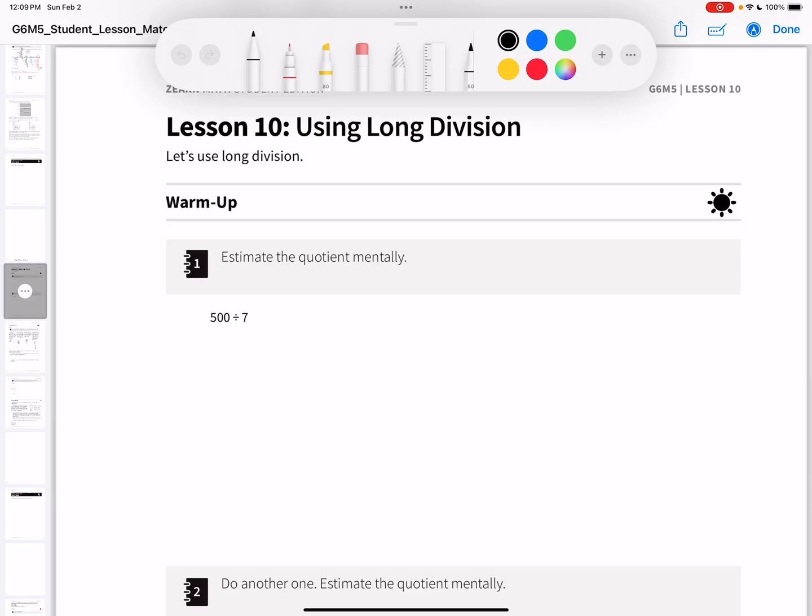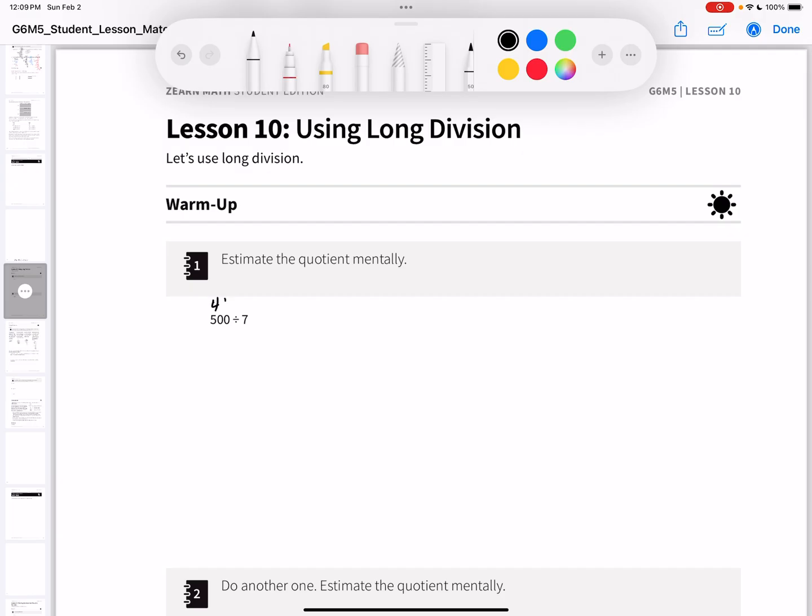Well, let's think about this. I know that 7 times 7 is 49. So 490 is very close to 500. So 7 times 7 is 49. So 7 times 70, that does not look like a 70, sorry. 7 times 70 would be 490. So I would estimate 500 divided by 7 is 70 or close to 70.